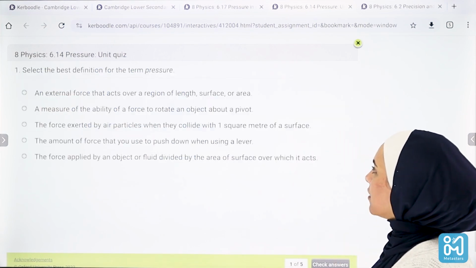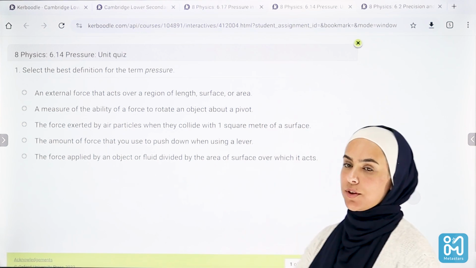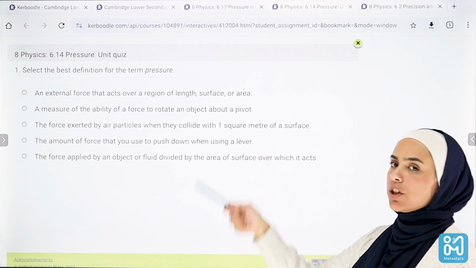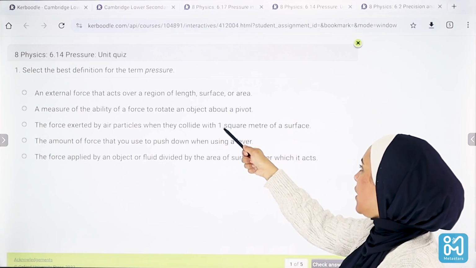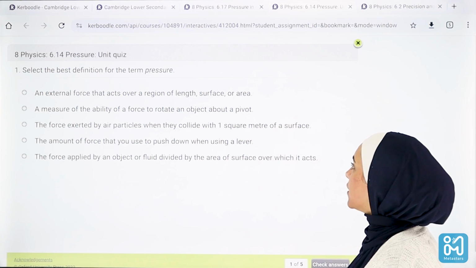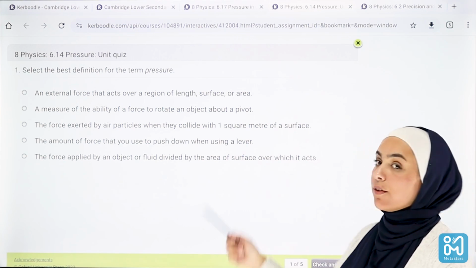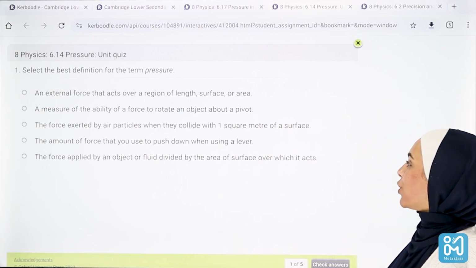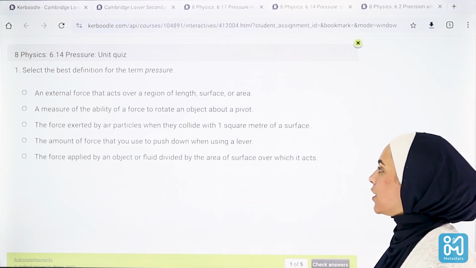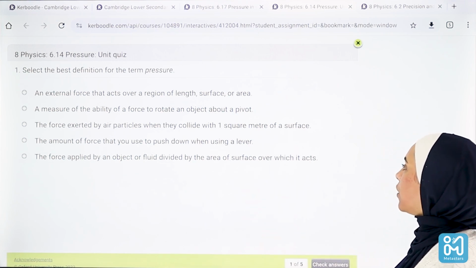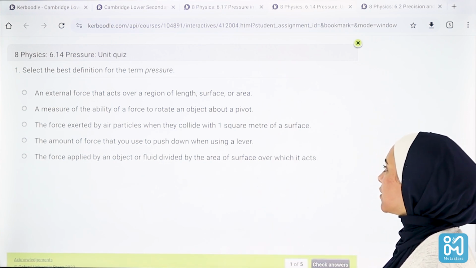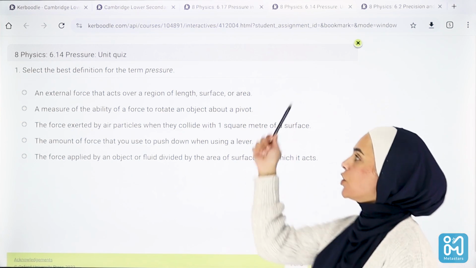Okay, as you can see, we have here the first question. Select the best definition for the term pressure. An external force that acts over a region of length, surface, or area. A measure of the ability of a force to rotate an object above a pivot. The force exerted by air particles when they collide with 1 square meter of a surface. The amount of force that you use to push down when you are levered. The force that is applied by an object or a fluid divided by the area surface over which it acts. Which one of them is correct?